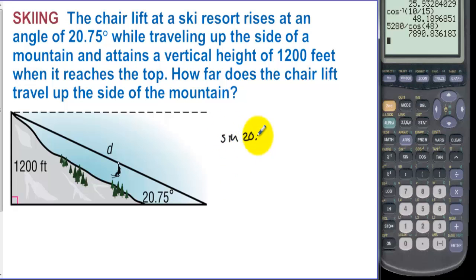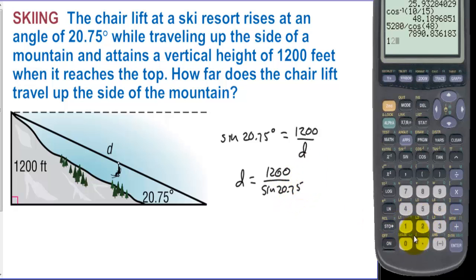So we have the sine of 20.75 degrees is equal to 1,200 divided by d. Now we can multiply by d and divide by the sine. So d is equal to 1,200 divided by the sine of 20.75. We have 1,200 divided by sine of 20.75 degrees. And the answer is 3,387.046. And this is going to be feet.